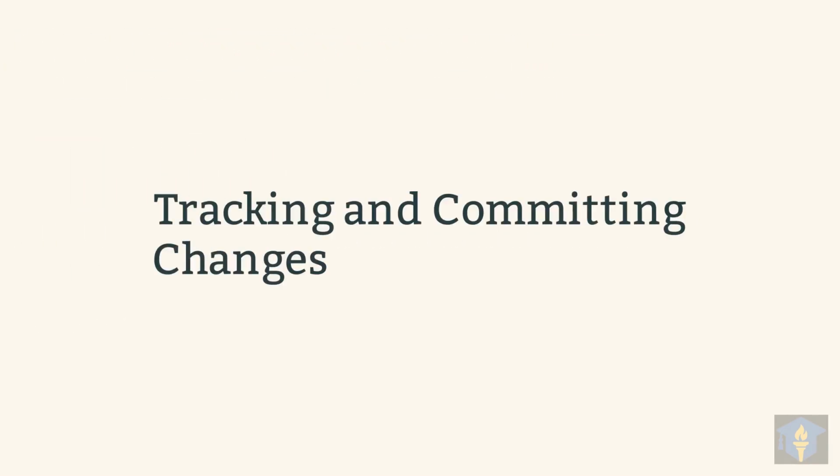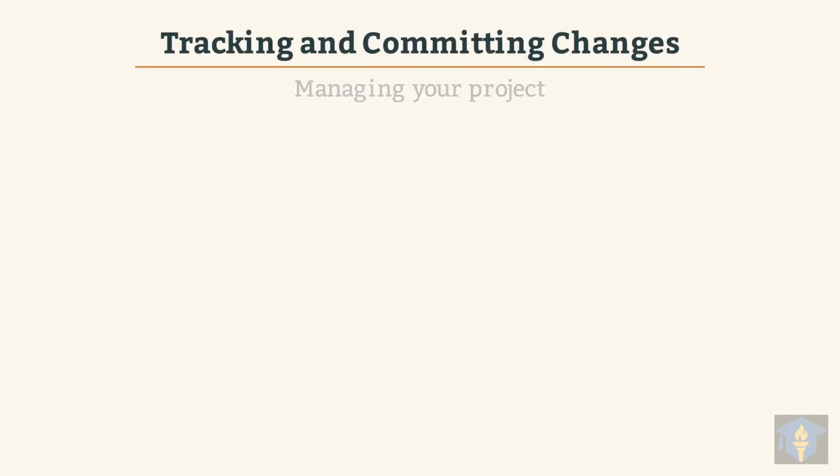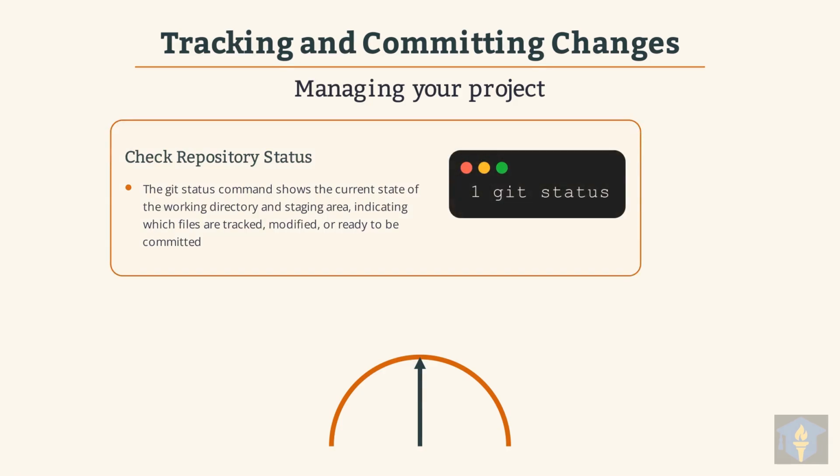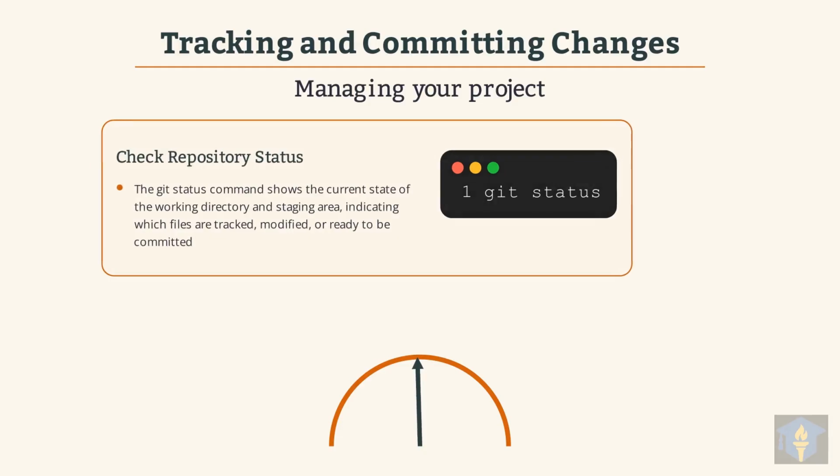Today, we'll dive into how to track and commit changes effectively within your Git repository, which is fundamental for version control. This section focuses on essential Git commands for efficiently managing the ongoing development of your project and its evolution. First, let's learn how to check the current status of your repository, understanding its working directory. The git status command reveals the current state of your working directory and staging area, showing tracked, modified, or ready to commit files. To see this information for yourself, simply type git status into your terminal.